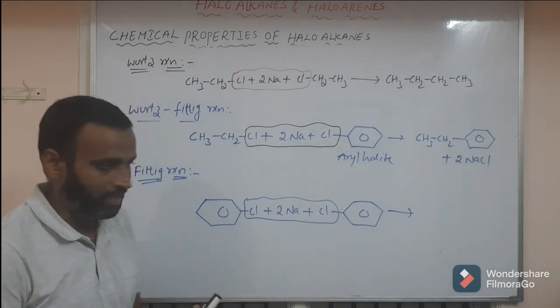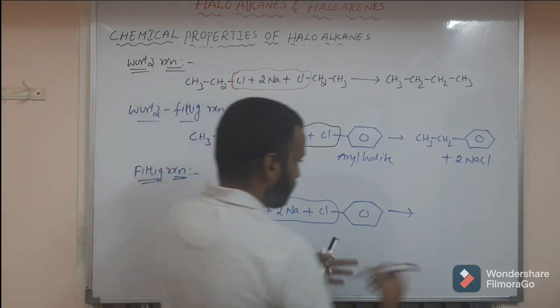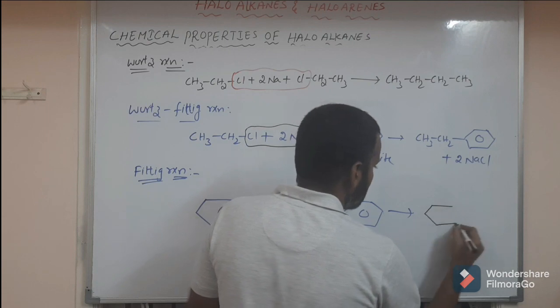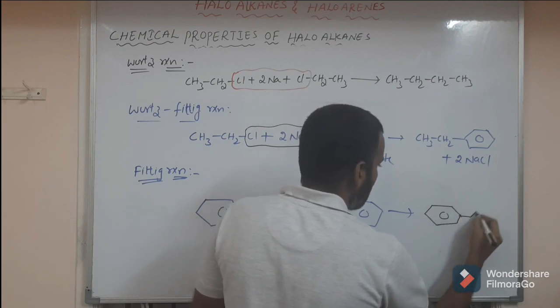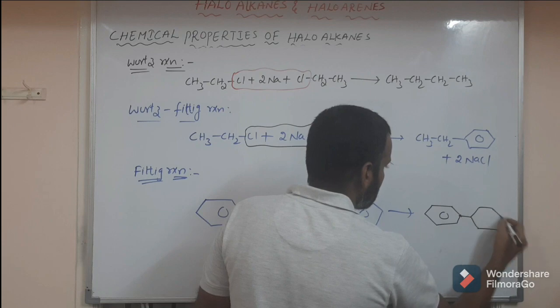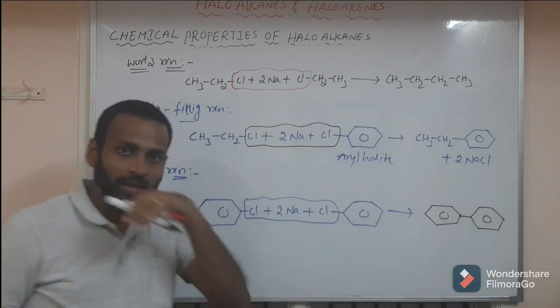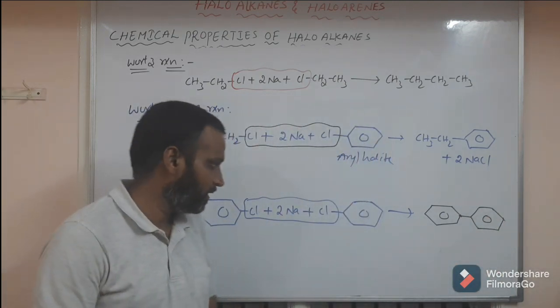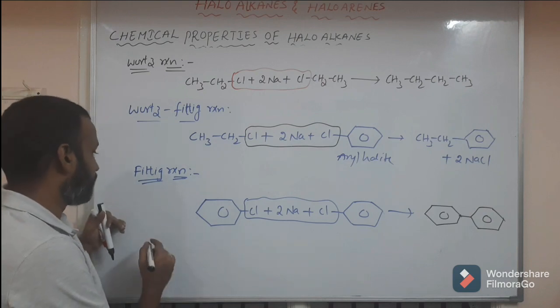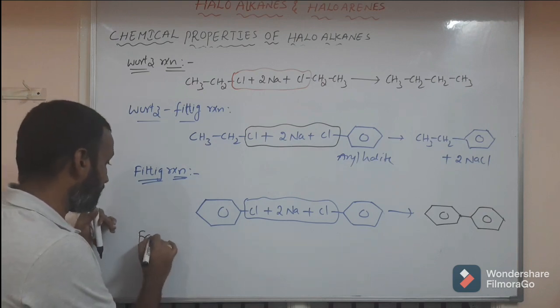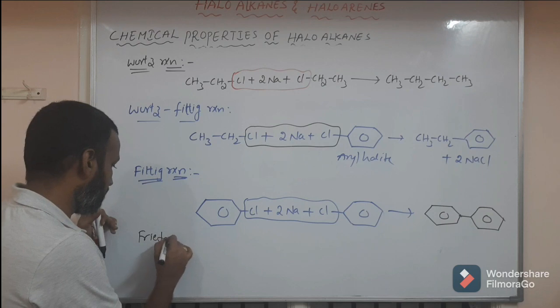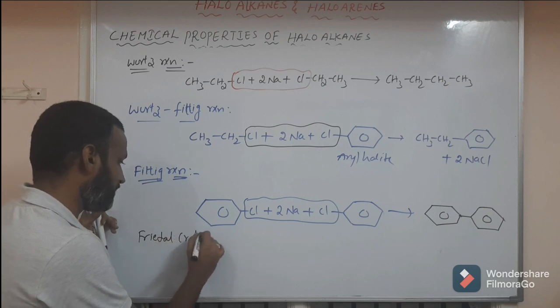Now biphenyl you are having. So NaCl will go, then biphenyl. What does biphenyl mean? Two benzene rings like this, C6H5 single bond C6H5 like this. This is called biphenyl. Okay. So this is about Wurtz-Fittig. Next, alkyl halide. You know this, Friedel-Crafts alkylation.